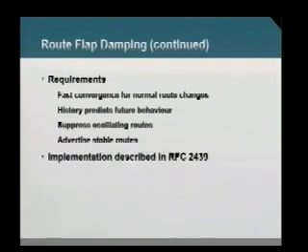So the requirements were: you want fast convergence for normal route changes, and you want to use history to predict the future, so if a prefix was flapping lots, it's going to carry on flapping. If a prefix is stable, it's likely to remain stable. You want to suppress oscillating routes and advertise the stable ones. RFC 2439 describes it all.